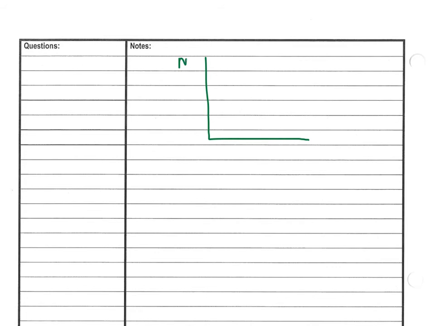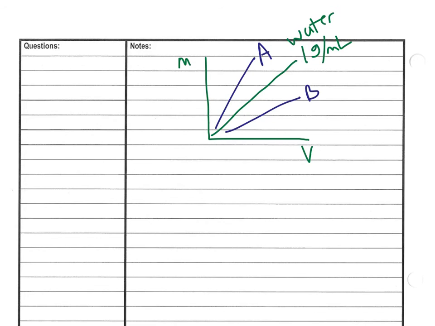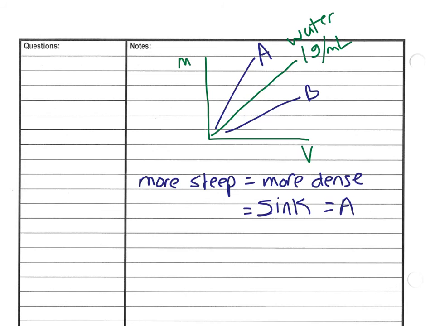And let's say that we're talking about water. Well, the line for water is going to have a slope of 1 gram per milliliter. That would be water. And if I want to know if something sinks or floats, I immediately have to look at where the line is. So maybe I have one here and one here. If it is more steep, that means it's more dense. More steep is more dense. And something that is more dense will sink. And so I can tell by looking at the line, if it is more steep, it's more dense, that means it will sink. So A will sink.